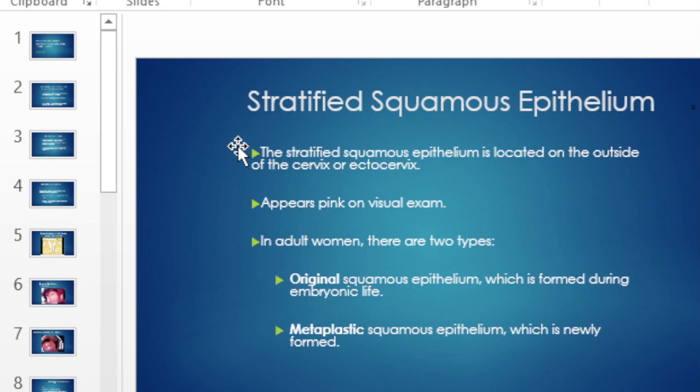The stratified squamous epithelium is on the outside of the cervix. It is what you see when you do a speculum exam. When you put a speculum, what you see that appears pink is a stratified squamous epithelium. In adult women, there are two types. There's the original squamous epithelium, which is formed during embryonic life, and there's metaplastic squamous epithelium, which is formed later in life.